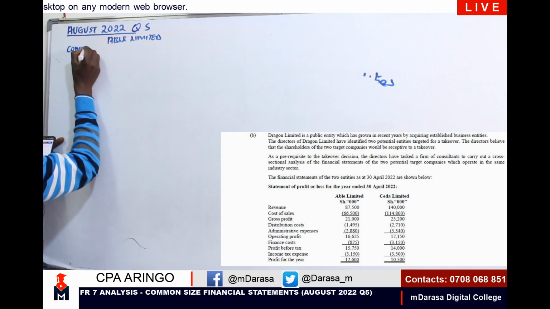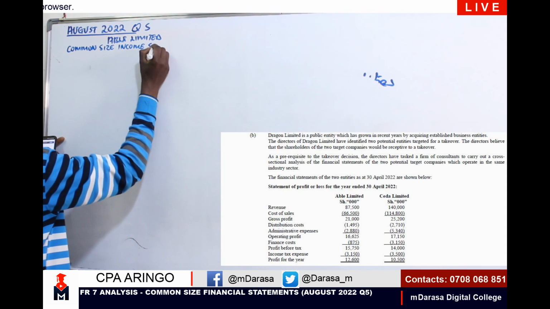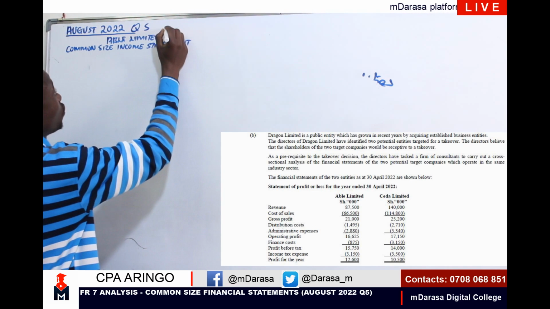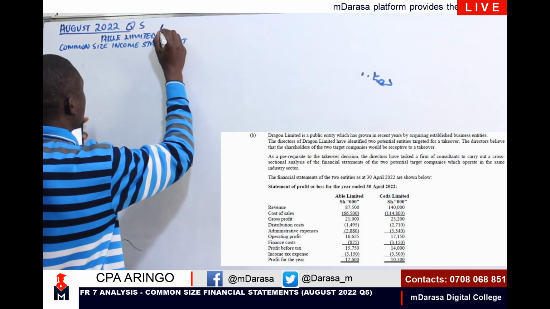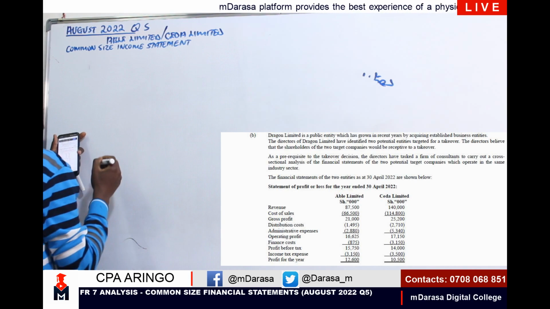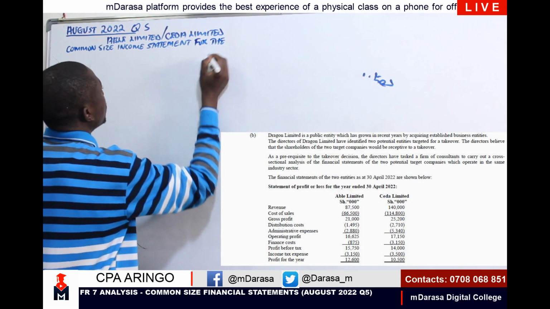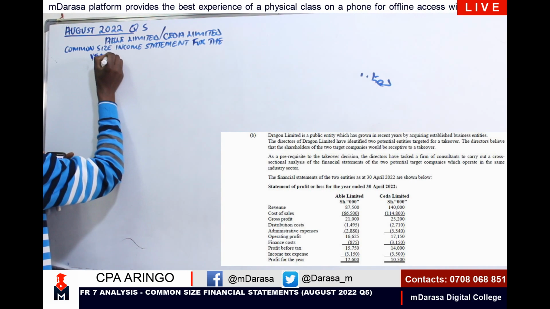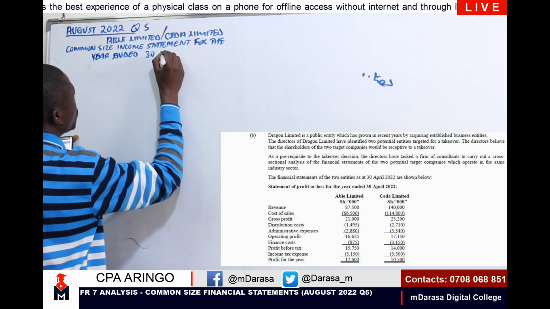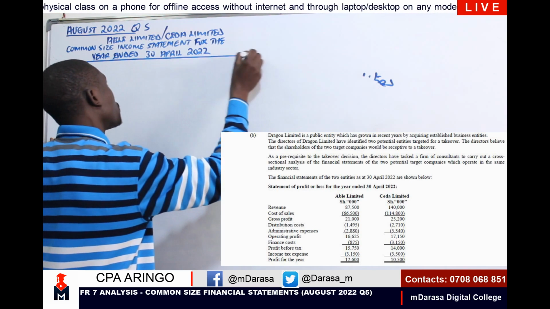Common size income statement. At this point you can as well have the same two, Able Limited and Seda Limited. So, the common size income statement for the year ended 30th April 2022. So this is what you are supposed to do.